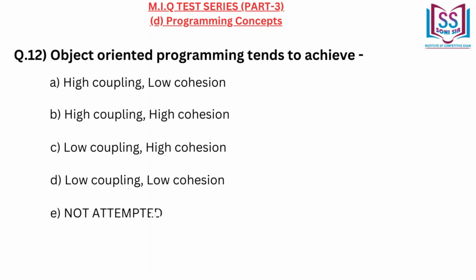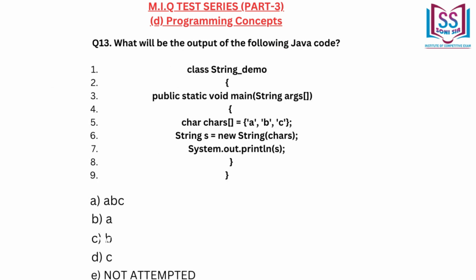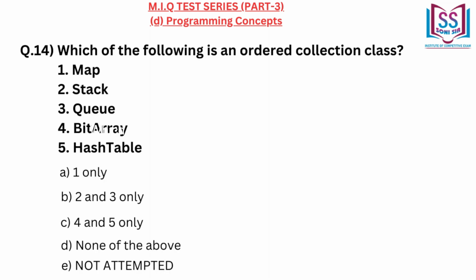Object-oriented programming tends to achieve A. High coupling, low cohesion. B. High coupling, high cohesion. C. Low coupling, high cohesion. D. Low coupling, low cohesion. What will be the output of the following Java code? A. ABC. B. A. C. B. D. C.